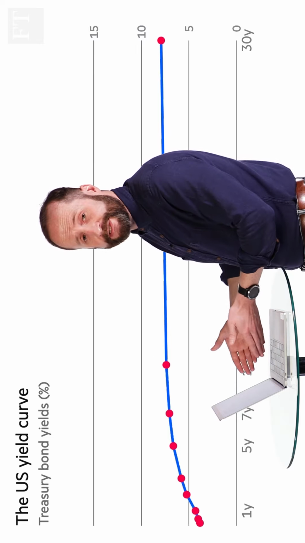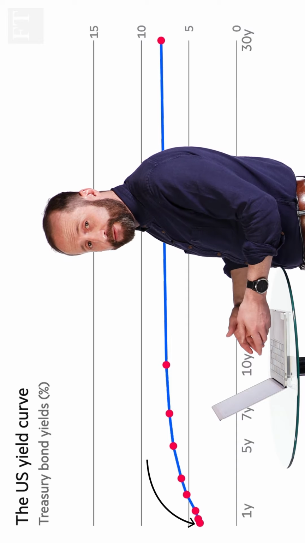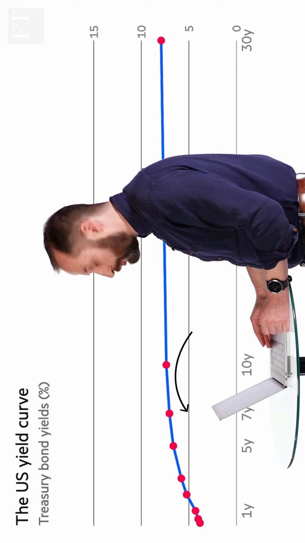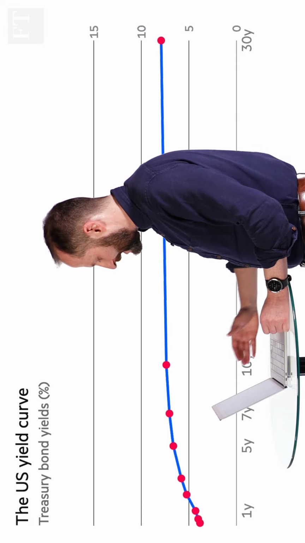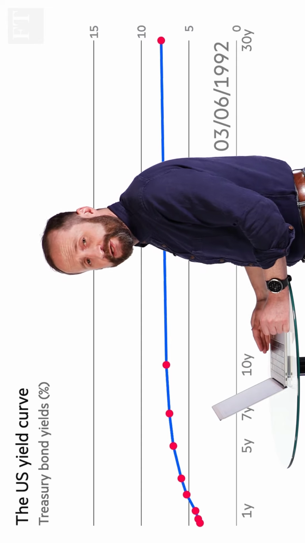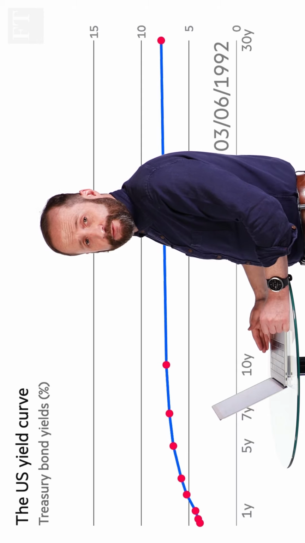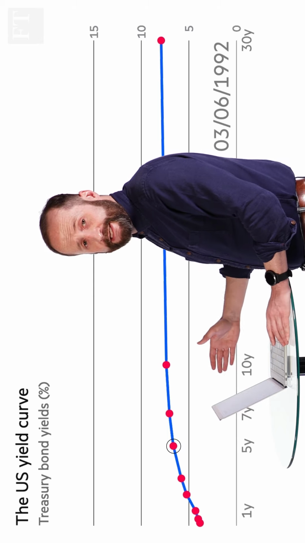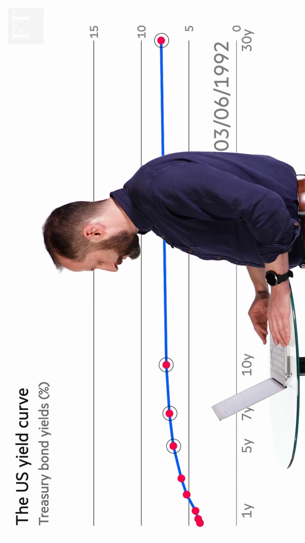So on the left-hand side, it can either be very short, 1 month, 3 months, 6 months. On the right-hand side, it can be very long dated, up to 30 years. And this yield curve here from 1992 is fairly typical of what you would expect from a regular yield curve, in that it's the longer dated bonds that generate higher returns.